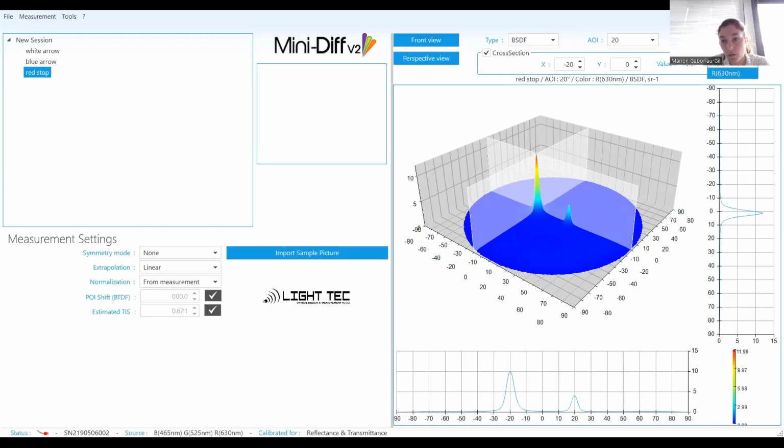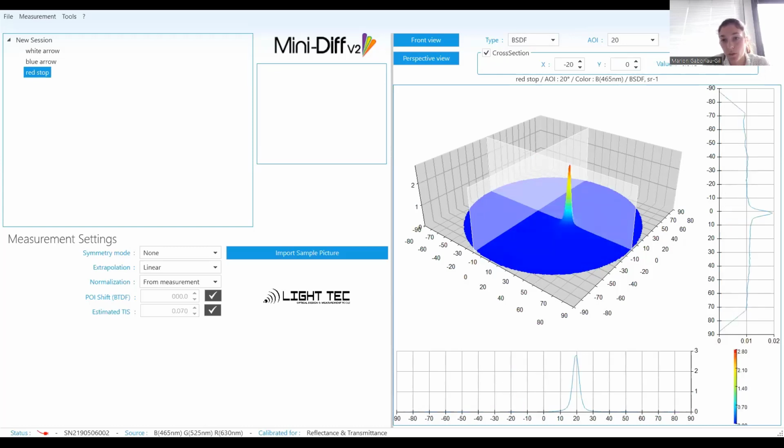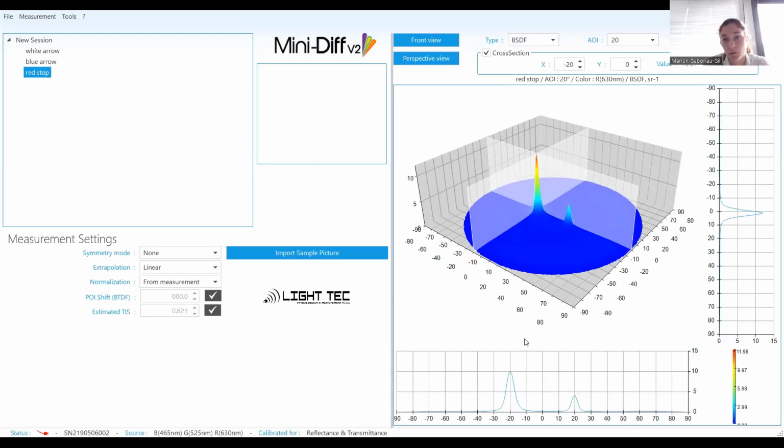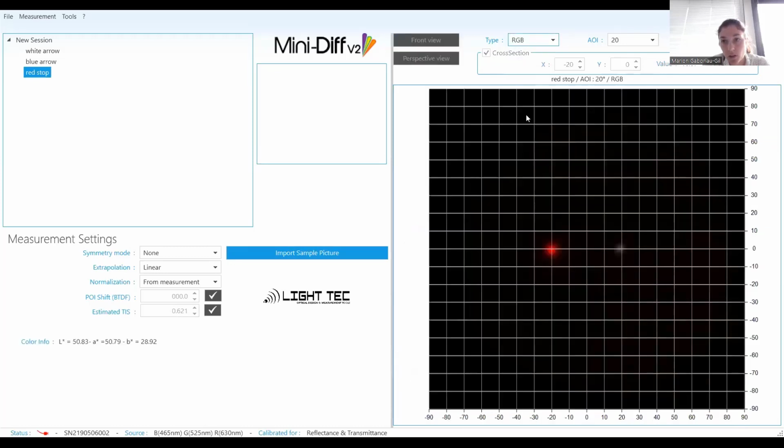And here you can choose the color. So for blue, for example, the retroreflection is really lower than for red, green, a small peak here. And in red, the peak is really higher. So you clearly have the information on color. Here you have the estimation of the teeth. So now let's take a look at the RGB representation. You have a red dot, so you have the information on color. Let's go back to the presentation.